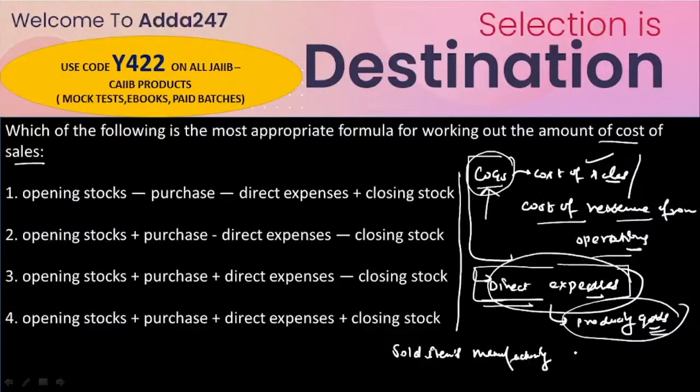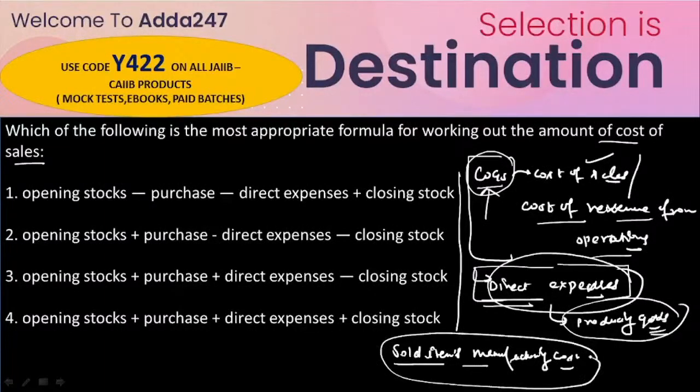For calculating the actual profit, we have to find out the sold items' manufacturing cost, because in our factory there are a lot of stocks, a lot of items that are produced, but not every item is sold. So we have to find out the cost of goods sold for calculating the profit.